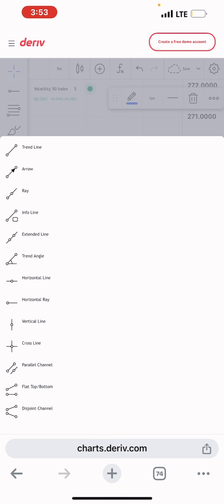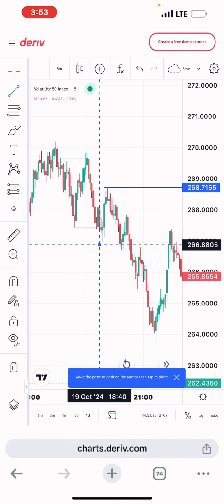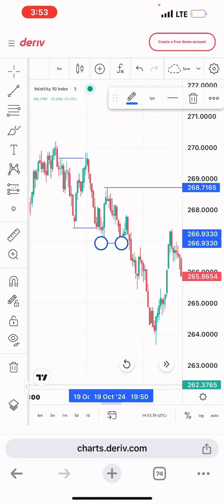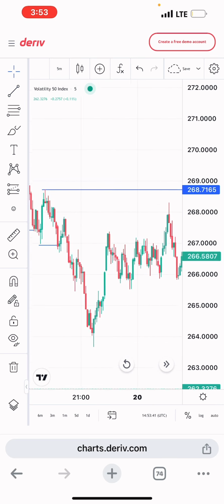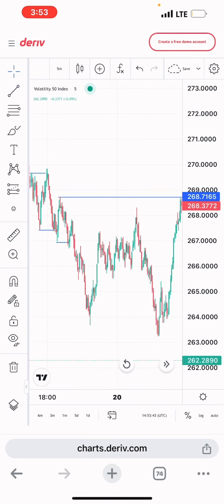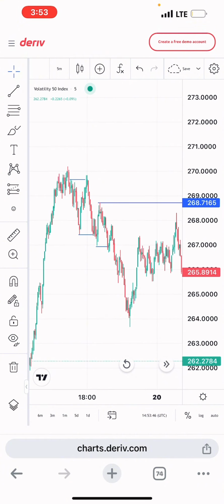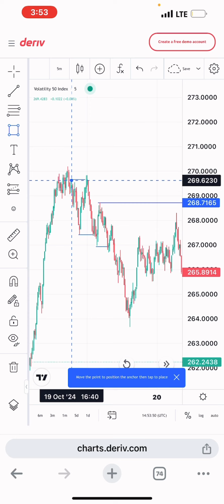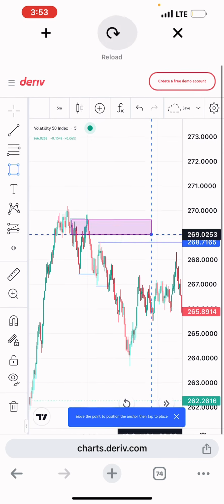And the next thing you're going to be looking for is a second break of structure. So you pick your trend line, you can clearly see our second break of structure right here. The next thing we have to look out for now is to mark our POI. POI stands for point of entry. So that's the area which we are going to be interested in actually selling this market from.